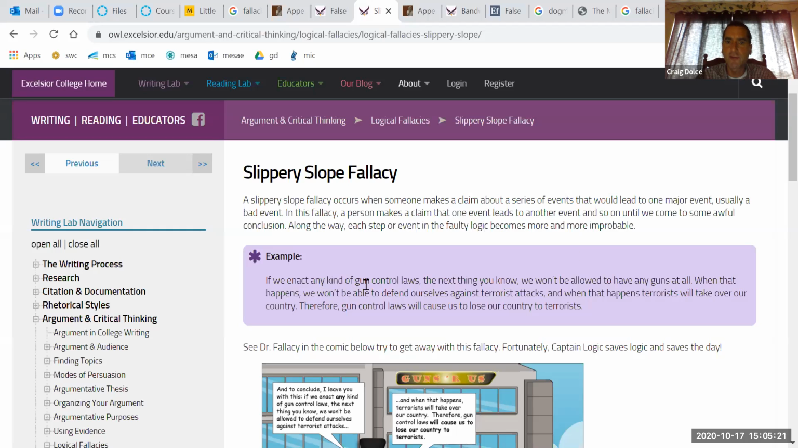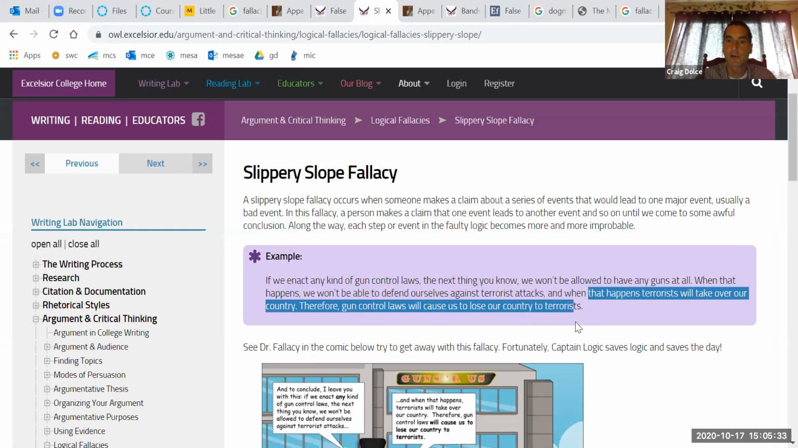If we enact any kind of gun control laws, the next thing you know, we won't be allowed to have any guns at all. When that happens, we won't be able to defend ourselves against terrorist attacks. And when that happens, terrorists will take over our country. Therefore, gun control laws will cause us to lose our country to terrorists. I think we can all see the error in reasoning there.